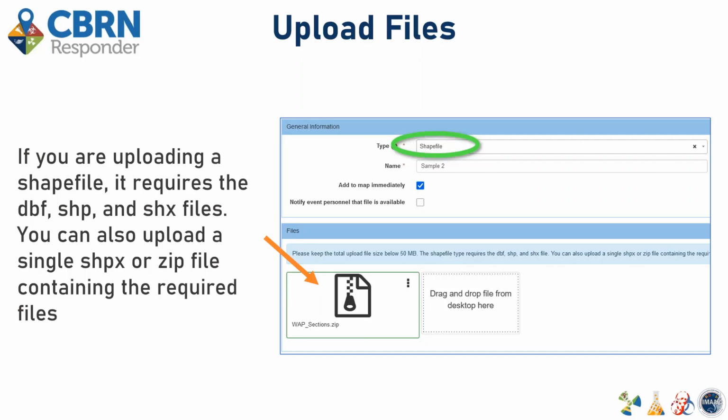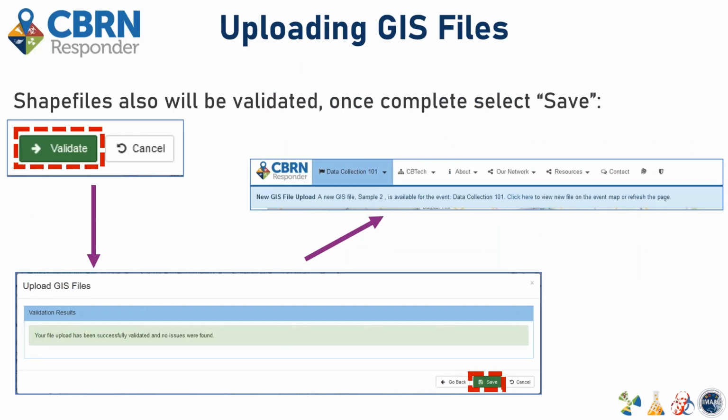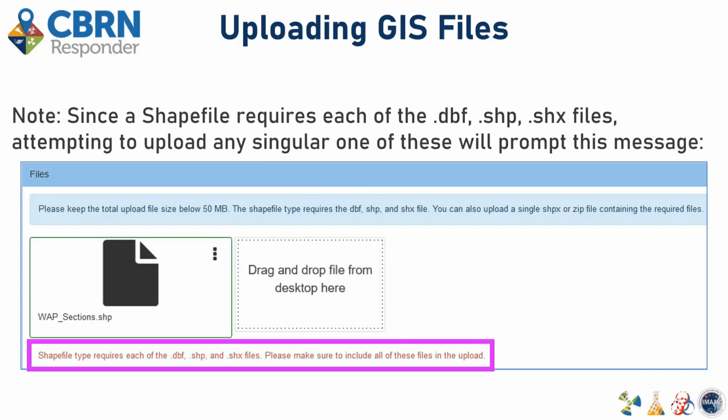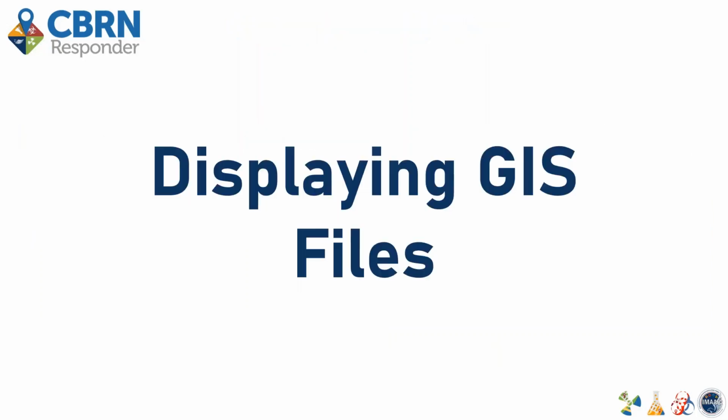If you are uploading a shapefile, it requires the DBF, SHP, and SHX files. You can also upload a single SHPX or zip file containing all of the required files. Shapefiles will also be validated, and once complete, select Save. Please note, since the shapefile requires each of the DBF, SHP, and SHX files, attempting to upload any singular one of these will prompt this message. We will now be moving on to our next section, displaying GIS files.